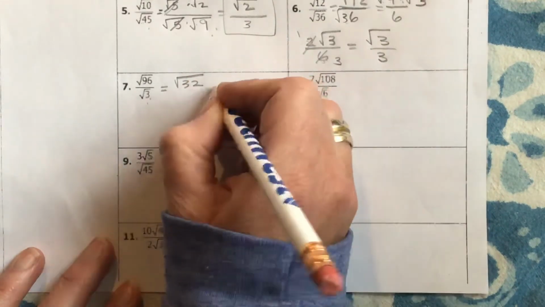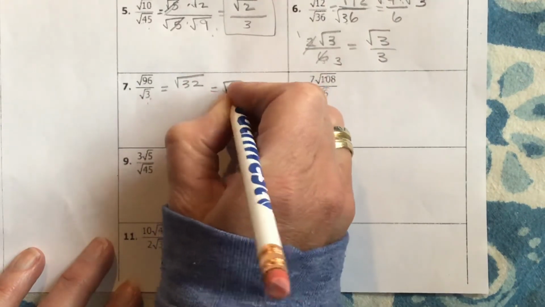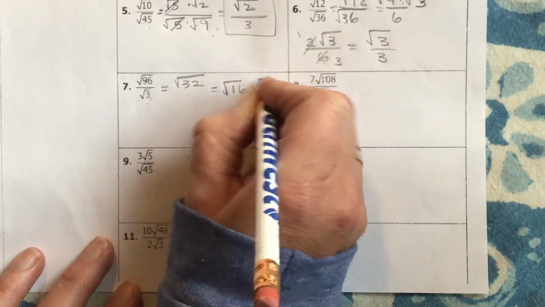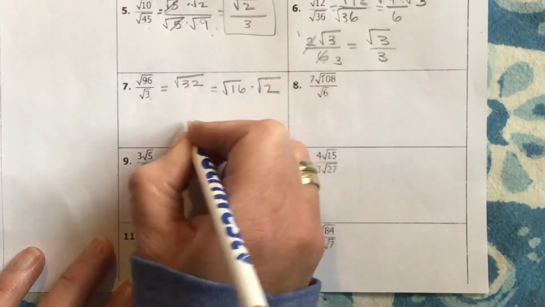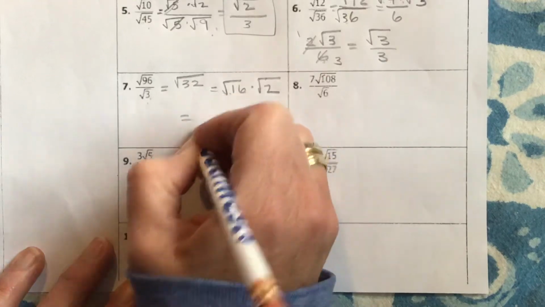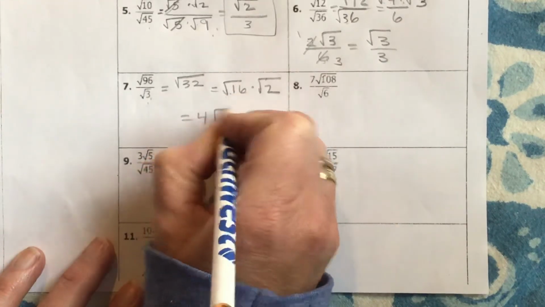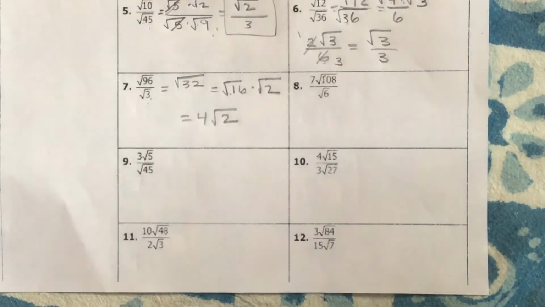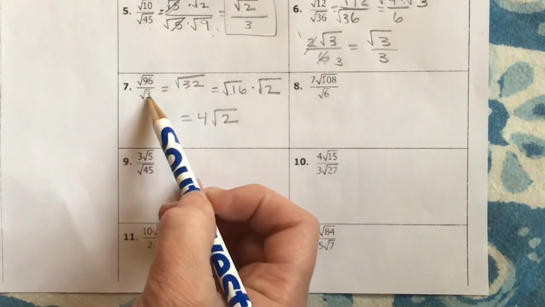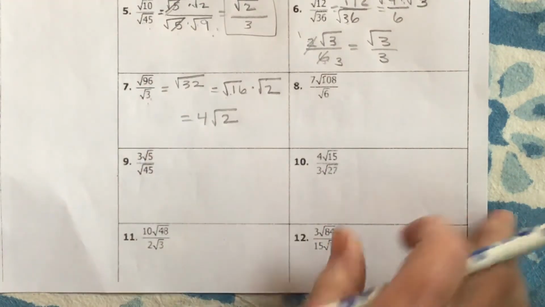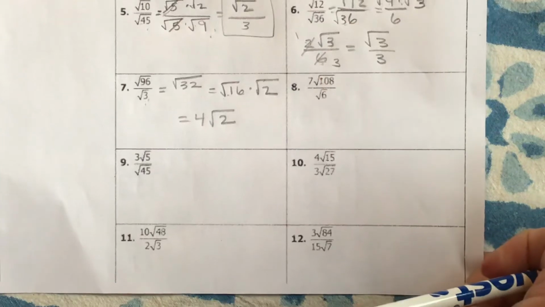Now, can I break apart root 32? I can, into root 16 times root 2. And the answer, if I take a square root of 16, is 4, and I can't simplify 2 anymore. That's kind of cool. So I actually divided this out, right? Okay, number 8.